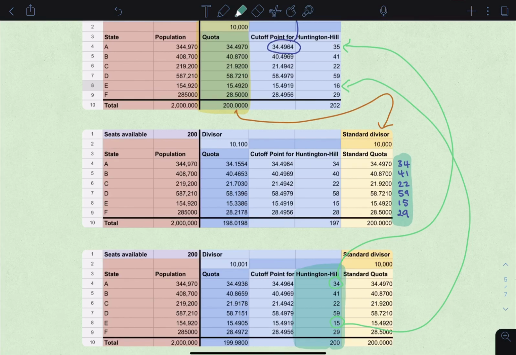Alright, that's the last of the methods. In the next video, we'll discuss some of the paradoxes and issues with these apportionment methods. See you there.